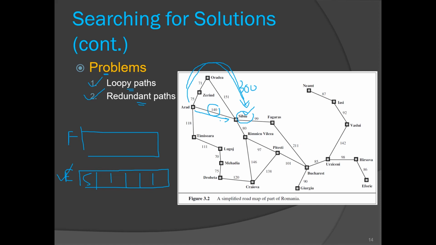And in a loopy path also, Arad is already visited, right? So it will be there in the explored set. So we will not go back to Arad. Okay, so this is how we can avoid these two problems. So we are going to maintain two data structures: frontier, which is also known as open list, and explored set, which is also known as closed list.